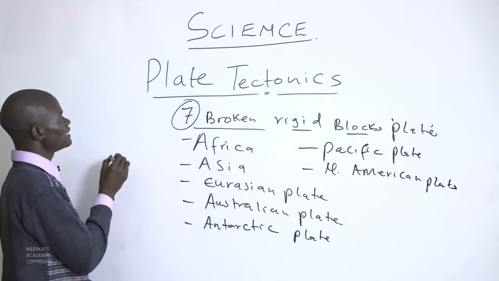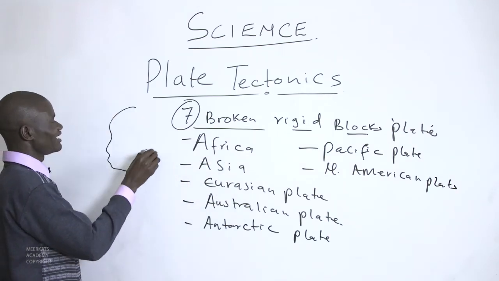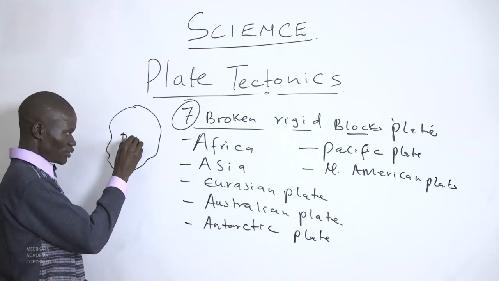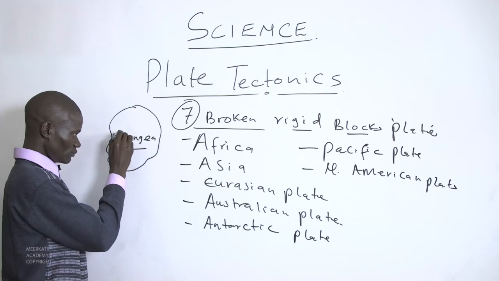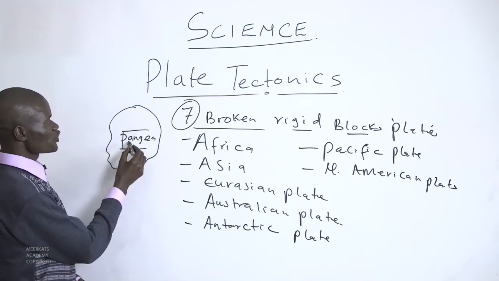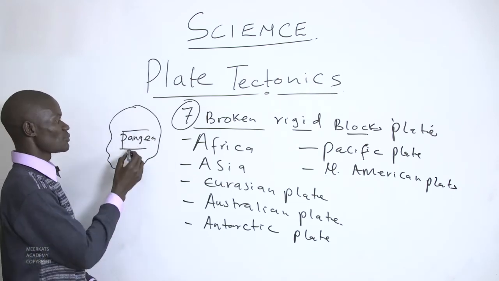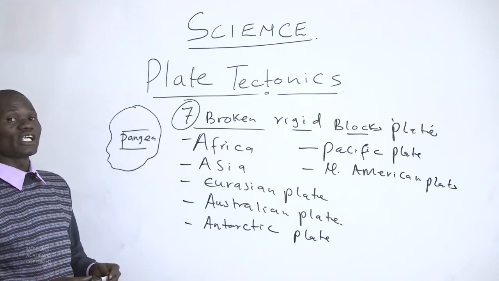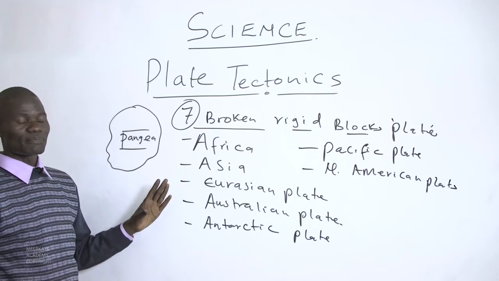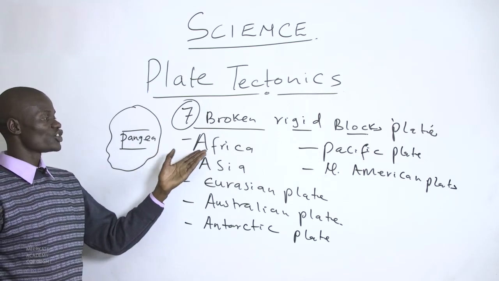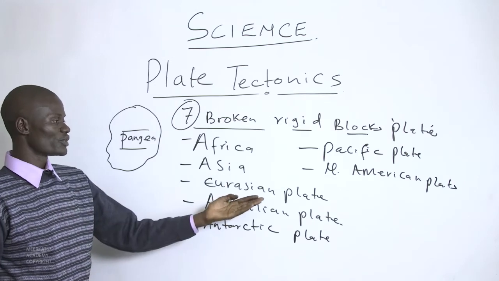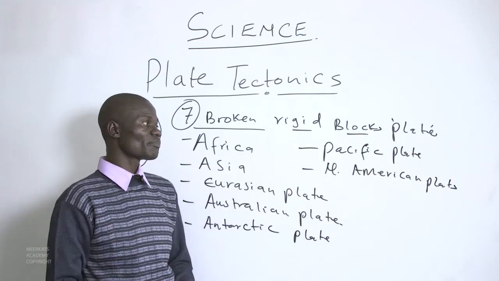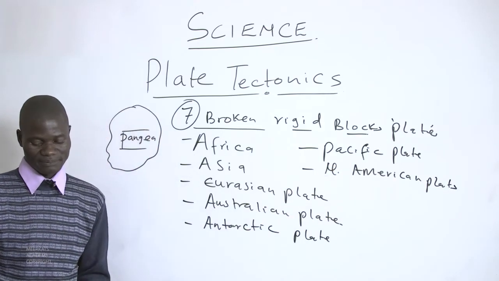But what plate tectonics is trying to say is that they build on what we call Pangea. This one, as a rigid block, broke into 7 pieces of rigid blocks known as plates. And these plates are Africa, Asia, Eurasian Plate, Australian Plate, Antarctic Plate, Pacific Plate, and North American Plate.